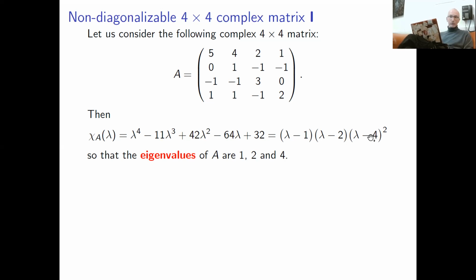It's less or equal than 2. So it can be either 1 or 2. If it's 2, we're done. We apply the previous theorem. Fine. We're happy. Matrix is diagonalizable. But if it's 1, we have a problem. Matrix is not diagonalizable. How to check this?